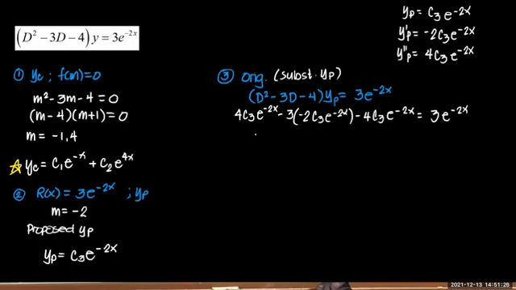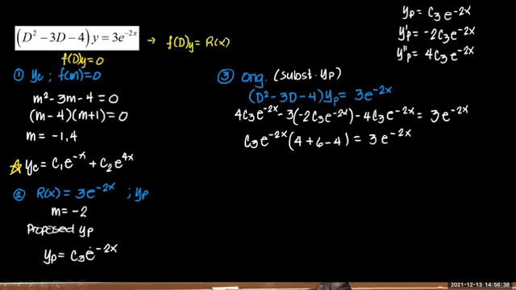All right? And then what we do here is we try factoring out the e to the negative 2x. So let's just say c3 e to the negative 2x times, let's factor it, 4 plus 6 minus 4, is equal to 3 e to the negative 2x. So going back here, 4 plus 6 minus 4 gives 6, so 6 c3 e to the negative 2x is equal to 3 e to the negative 2x. Therefore, c3 is 1/2. So with that, let's go to step number 4.